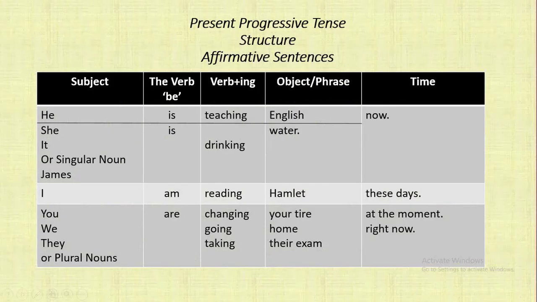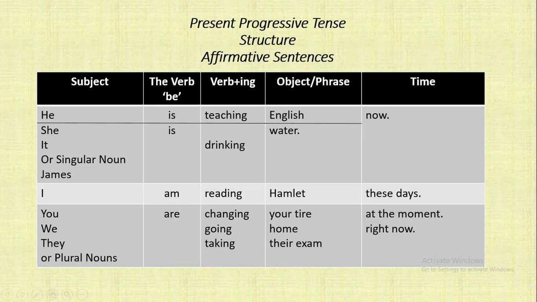The structure of sentences in this tense is very easy. If you have in the beginning of the sentence he, she, it or a singular noun like James, it is followed by the verb be, that is is. After that we put verb plus ing, that is the base form plus ing, and after that we place an object or a phrase that can complete the sentence. You will find here some of the sentences, by the way, where I have written some phrases, so I'd like to talk about them in the coming slides.